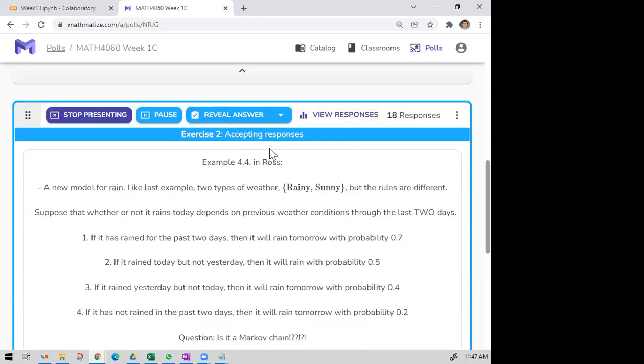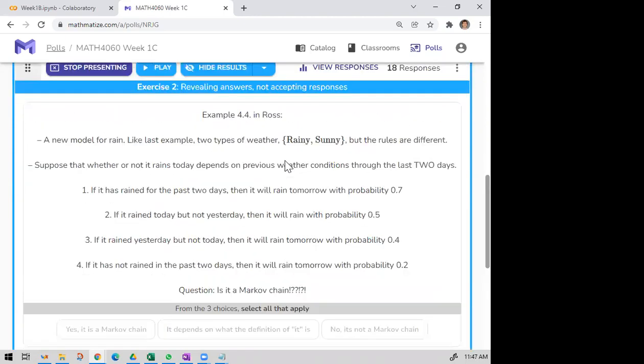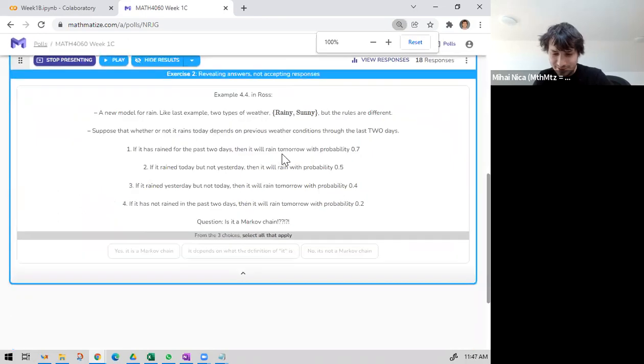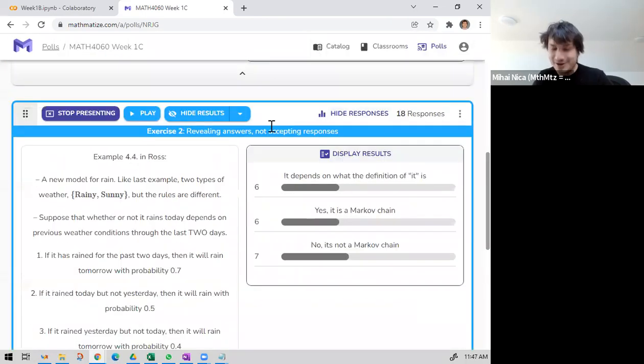So let's see what people said when I reveal the answers. I have to zoom out a bit. View responses. Okay, here we go. Completely split. 6 people think it's a yes, 7 people think it's a no, and 6 people think it depends. Something weird is going on here, right? A third of the class thinks one thing, a third thinks another, a third thinks the third thing. We're all completely split.